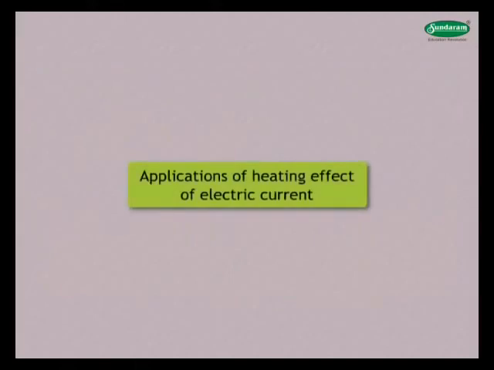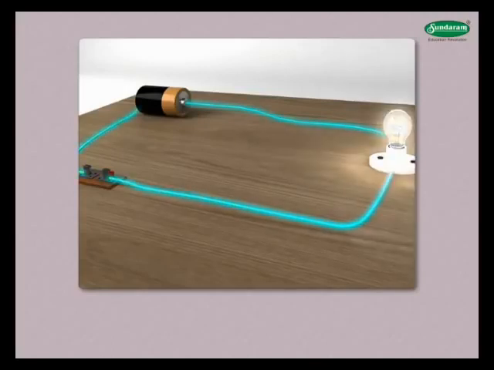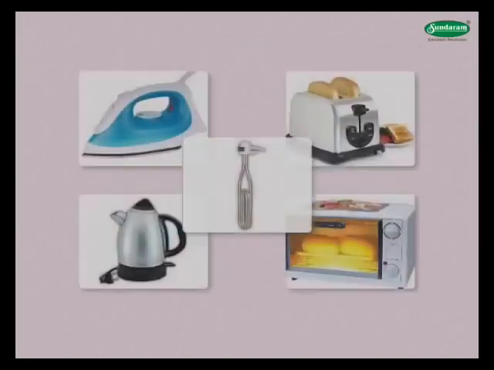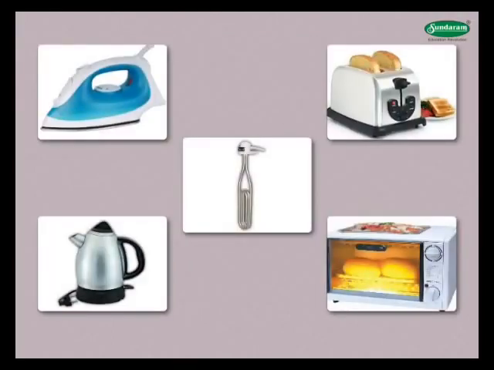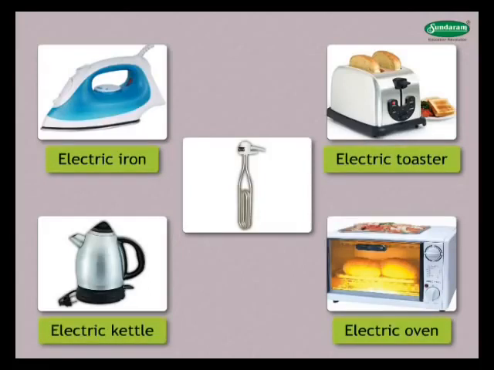Let us look at the applications of heating effect of electric current. In an electric circuit, the unavoidable heating can increase the temperature of the components and also alter their properties. However, heating effect of electric current has many useful applications. The most common examples are electric iron, electric toaster, electric oven, electric kettle, and electric heater.